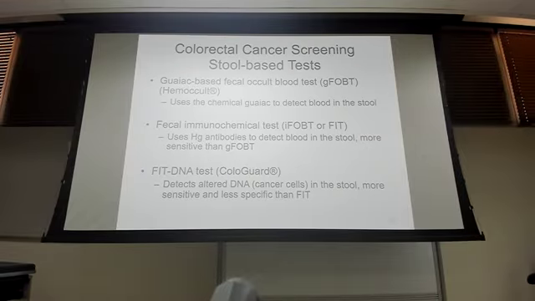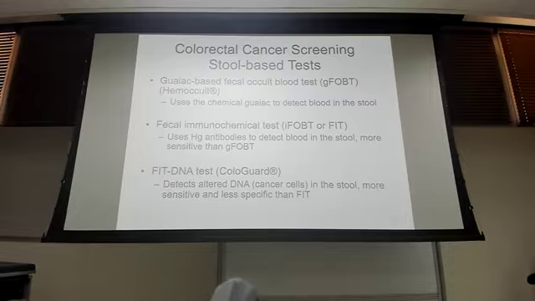These are the stool-based tests. We've talked about guaiac. The hemocult can be done there in the office. DRE, you wipe it on the sample card, you hit it with the guaiac chemical. If it turns purple, blue, it's positive. The fecal immunochemical test looks at the hemoglobin antibodies to detect blood in the stool. It's more sensitive than the guaiac-based fecal occult blood test. The FIT is more sensitive than the guaiac test.